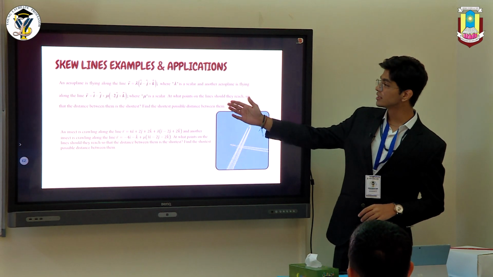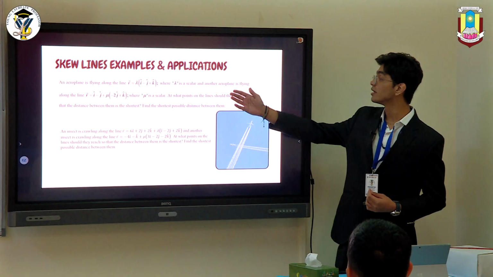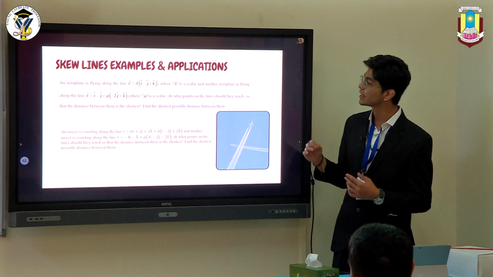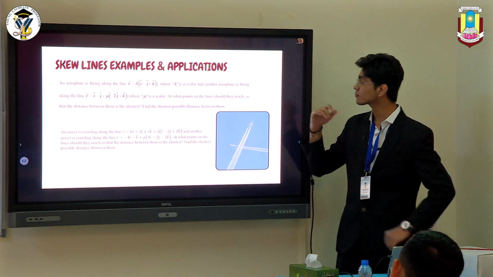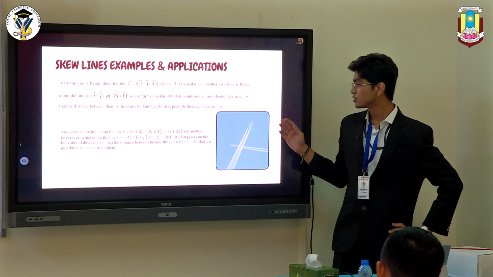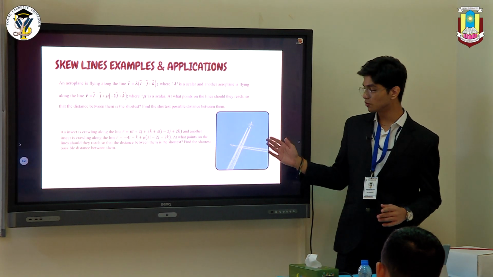So I'm going to be explaining this one. An airplane is flying along the line whose equation is given, where lambda is a scalar, and another airplane is flying along the line whose second equation is given, where mu is a scalar. So we need to find the shortest distance between them. Here the diagram is also given. You can see that there are two planes flying.